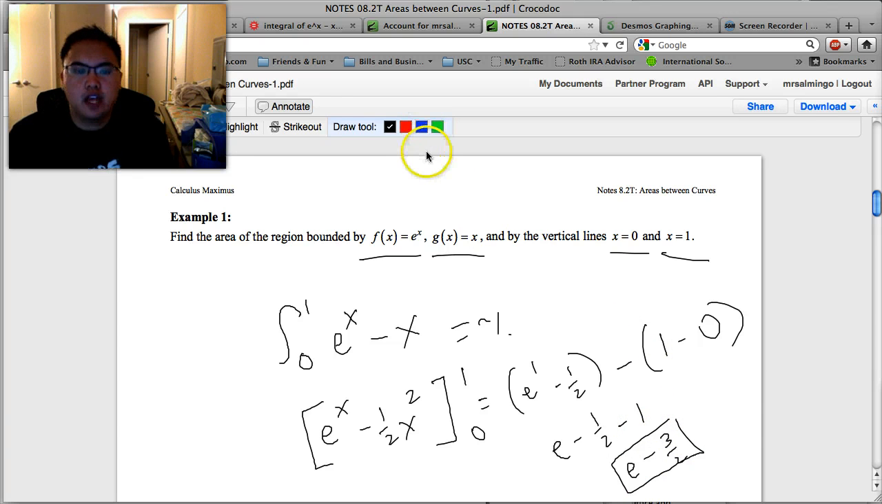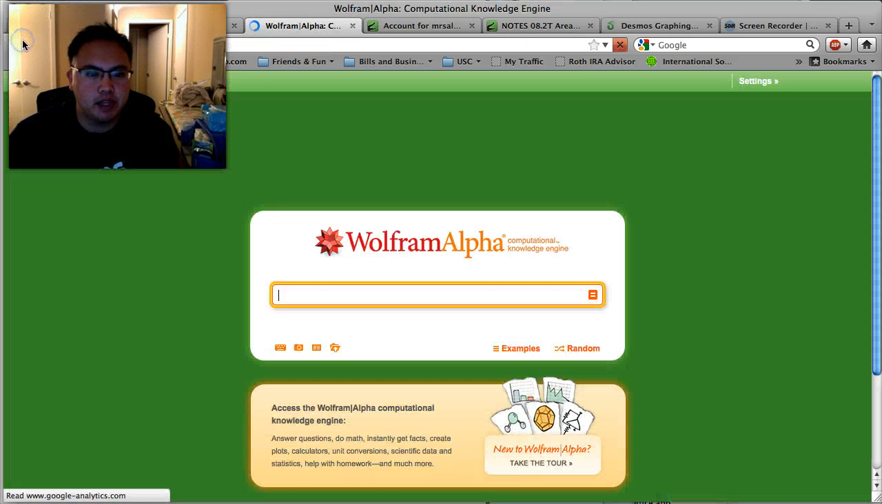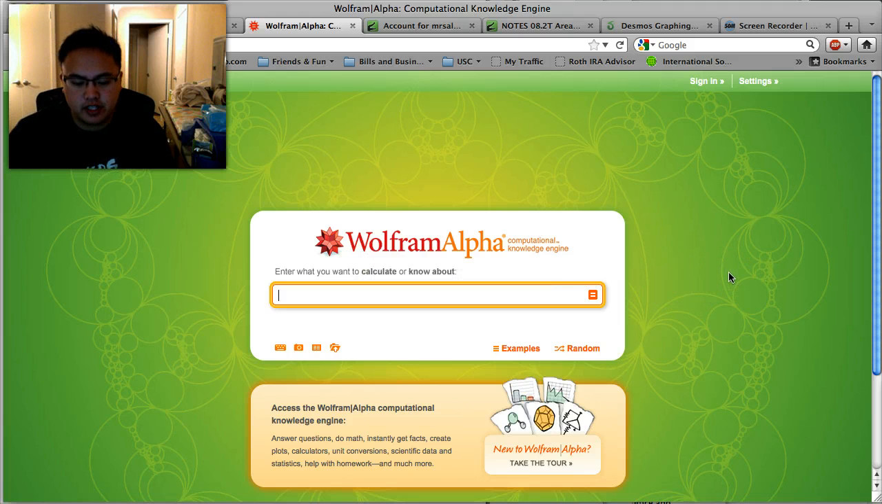On a calculator, I'll teach you guys in class how to do it. I use a website called Wolfram Alpha. It's pretty cool because you could just type what you want. I already asked it, but let me type it again for you. It's not like Siri, but so what's the integral of this? What is the integral of e to the x minus x from 0 to 1?